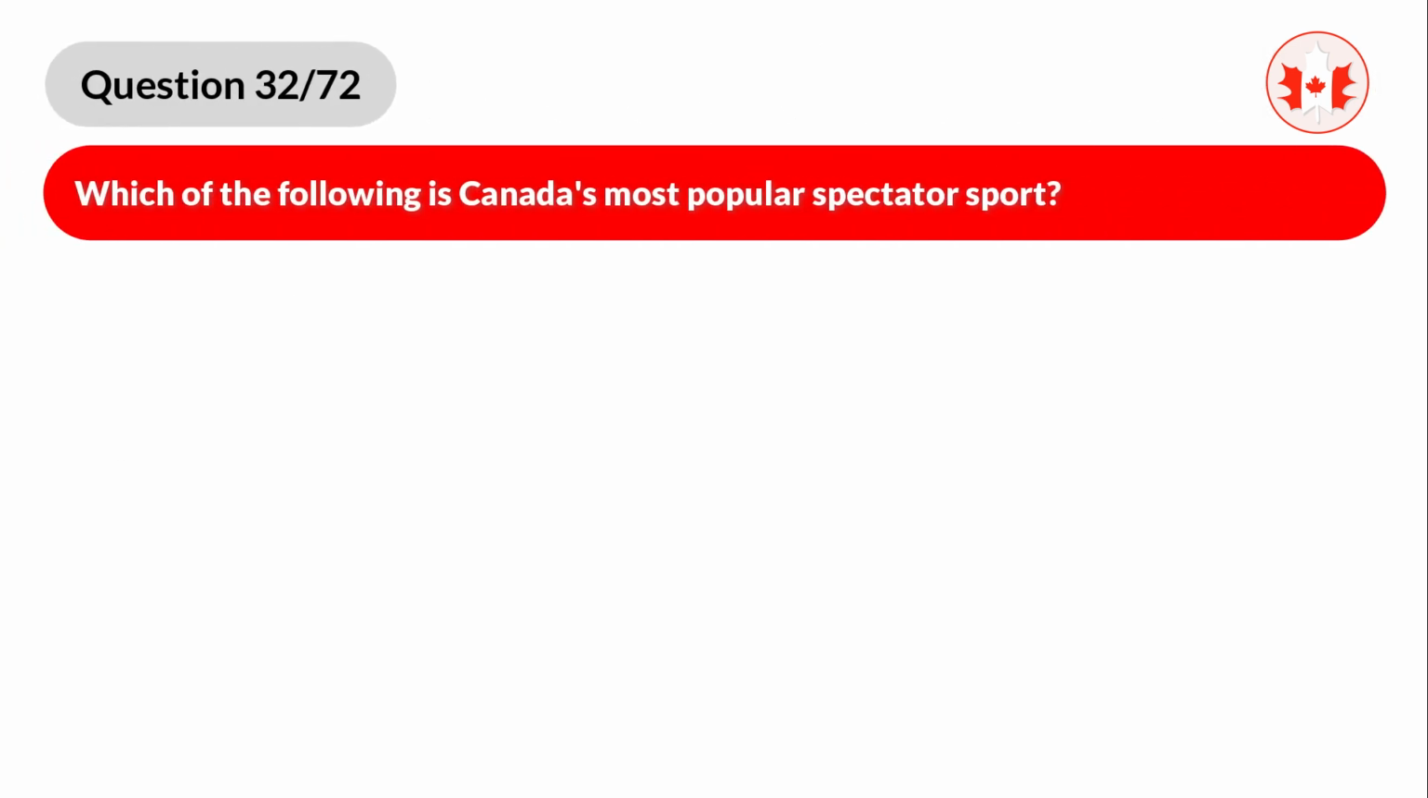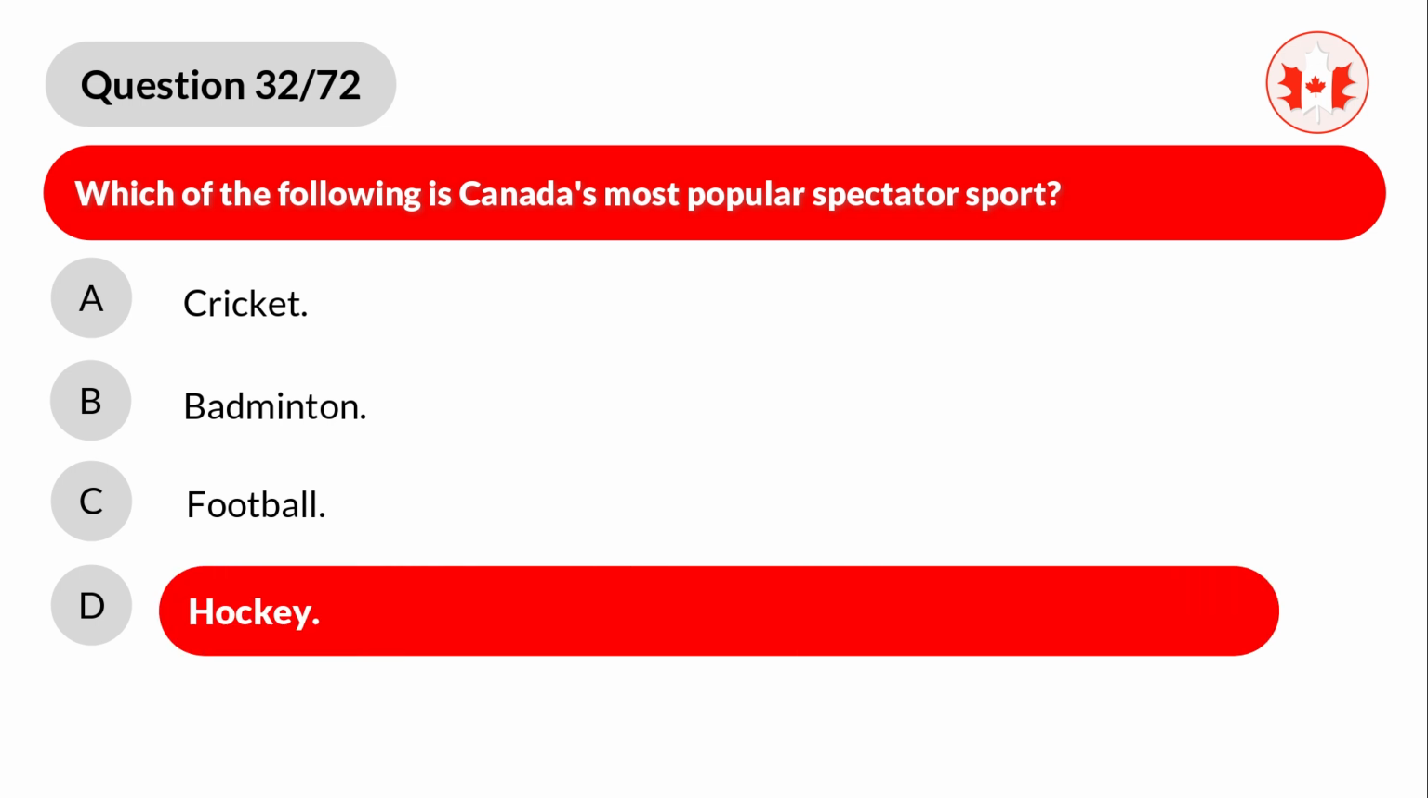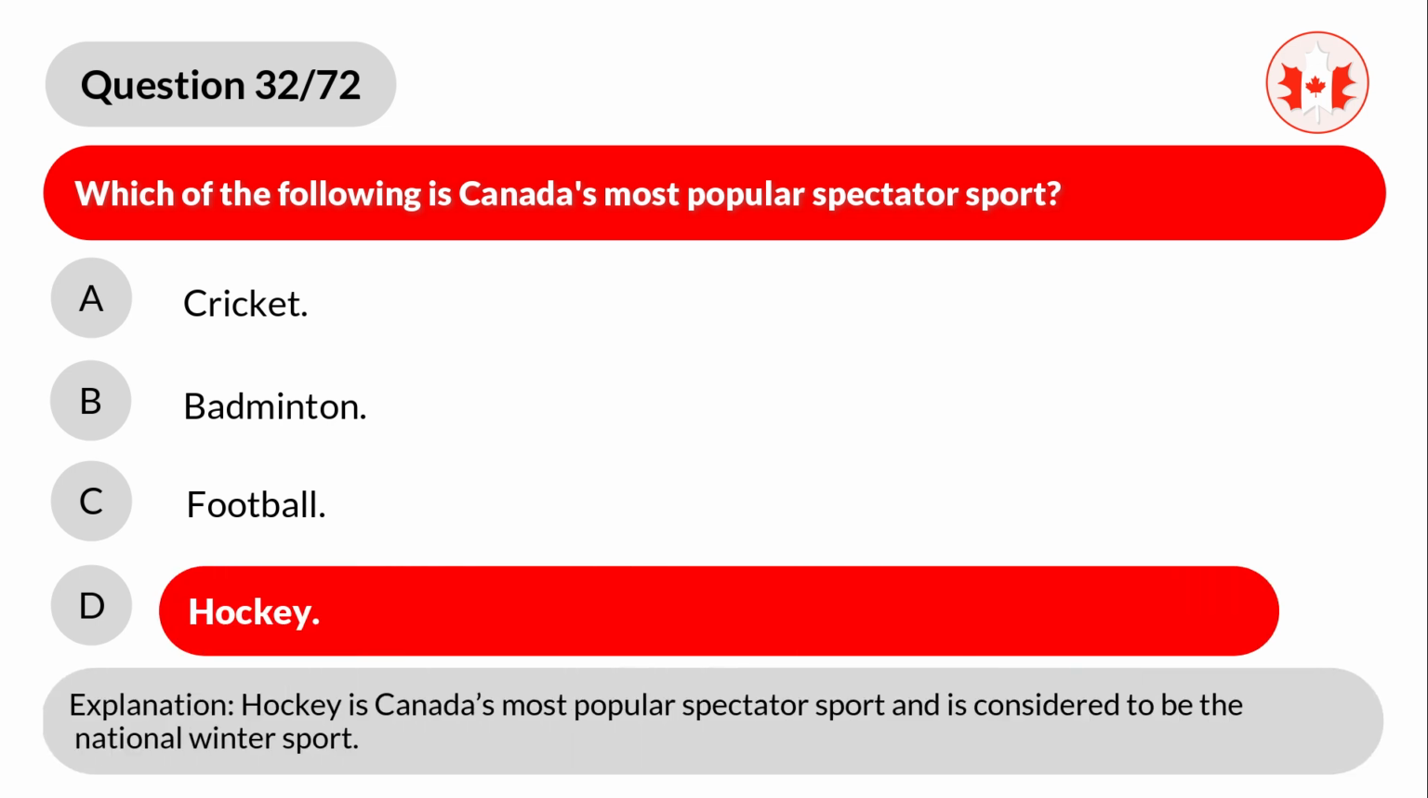Question 32. Which of the following is Canada's most popular spectator sport? A. Cricket. B. Badminton. C. Football. D. Hockey. The correct answer is D. Hockey. Explanation: hockey is Canada's most popular spectator sport and is considered to be the national winter sport.